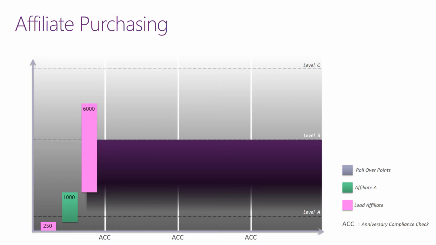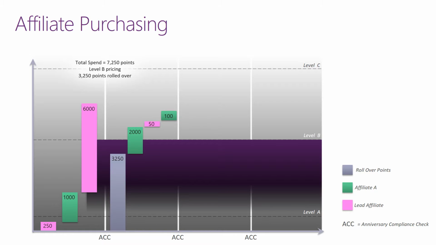The same compliance check takes place at the end of the agreement year, with the same calculations and the same rollover points. And then further orders are placed through the year. If you have a look at affiliate A here, they never buy enough licenses in the year to get to level B pricing, but because the price level is determined across all affiliates, they're seeing this benefit by getting all of the second year orders at level B, and further orders throughout the years all work in exactly the same way.